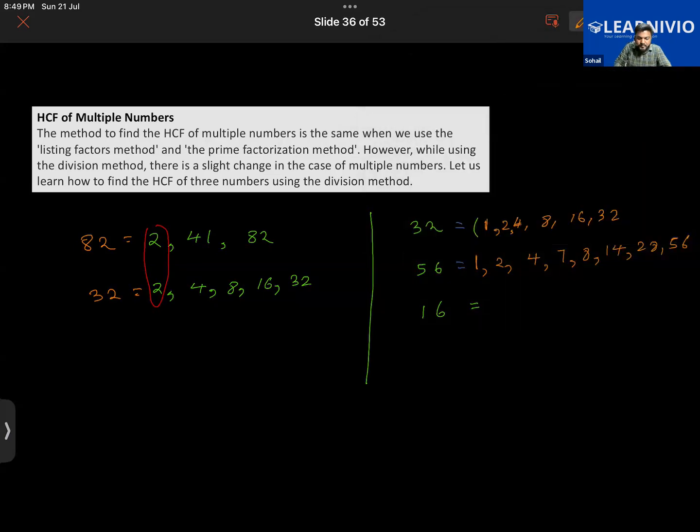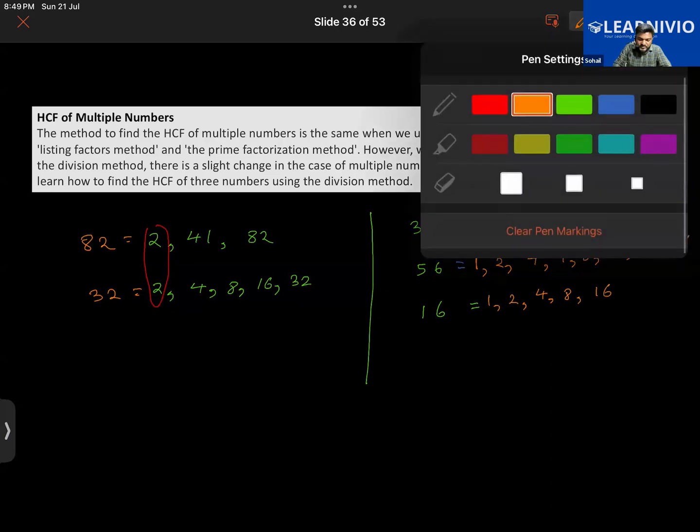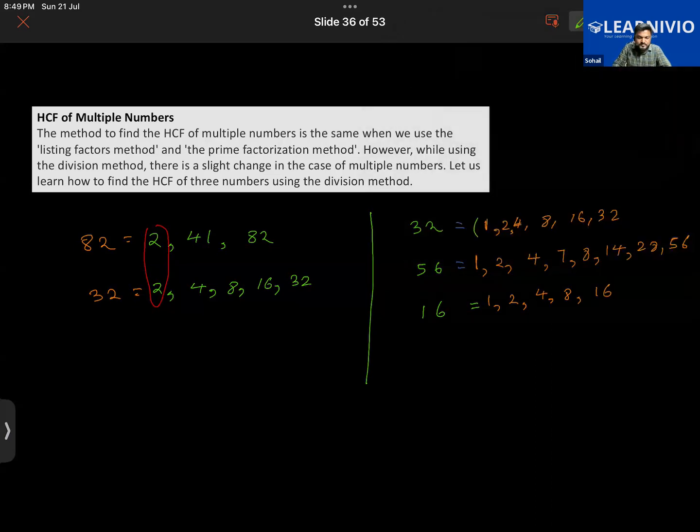1, 2, 8. You missed one number. 4. Yes, 4. Sumaya, you also have to answer. Then 8. And then, yeah, 16. Okay. Now you guys tell me which is the highest common factor now. 4. That is 4. Very good.